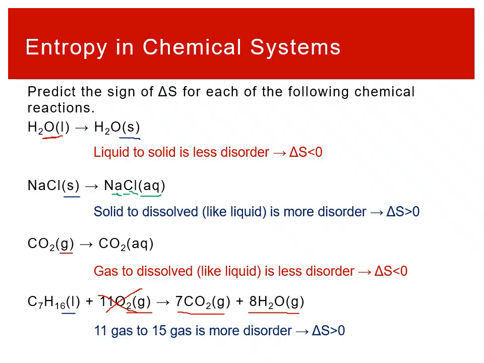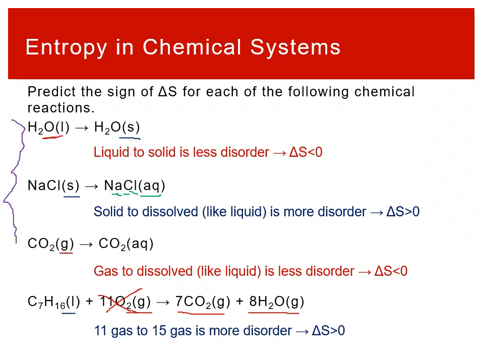That'd be a loss of disorder, but I'm making more. I'm making 15, so I can have a net increase of 4 gas molecules. Delta S would be positive. If you're dealing with phase changes, smaller changes, you can look at the relative phases.